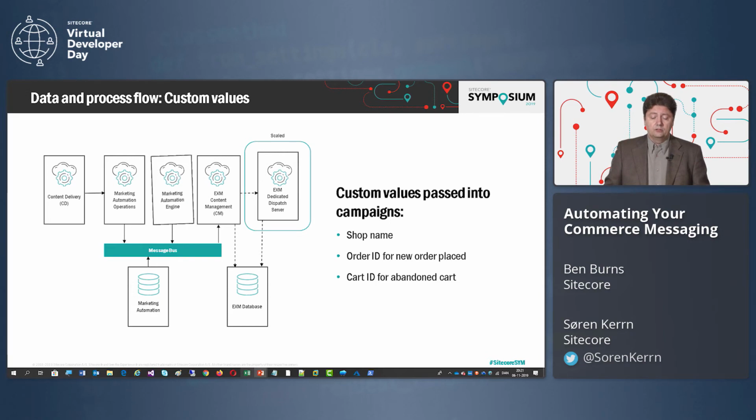At some point in time, Marketing Automation Engine will start to process the customers and the contacts in the campaign, and it will use the message bus to talk to EXM and tell it to start sending out the mails. In some cases, in a scaled setup, you need dedicated dispatch servers. The important thing to notice here is that as part of the send email action, we are passing on custom values. In this case, shop name and order ID, or cart ID, depending on the campaign we are trying to enroll people into.